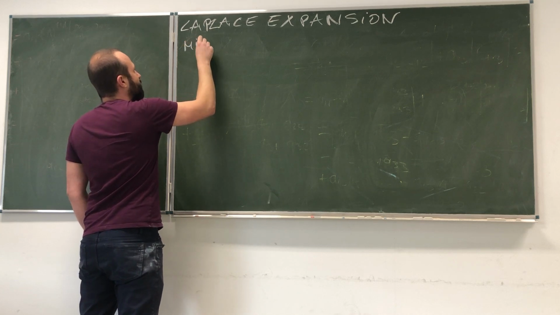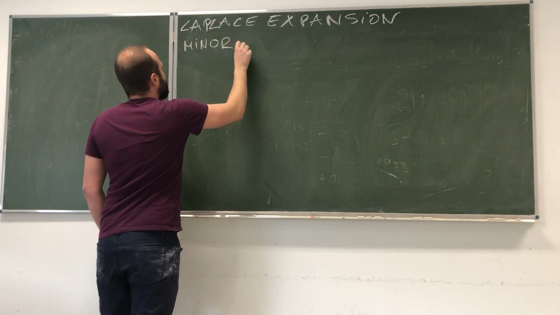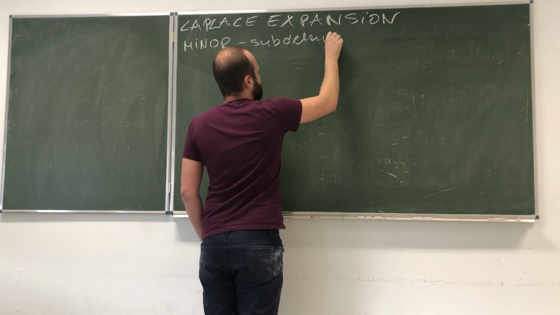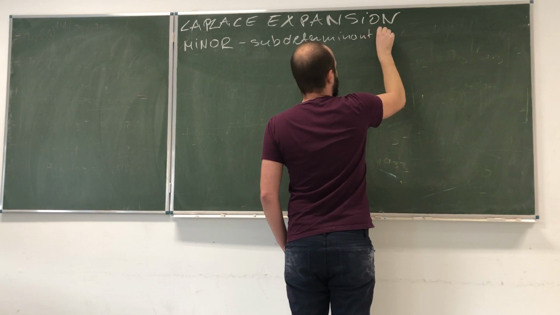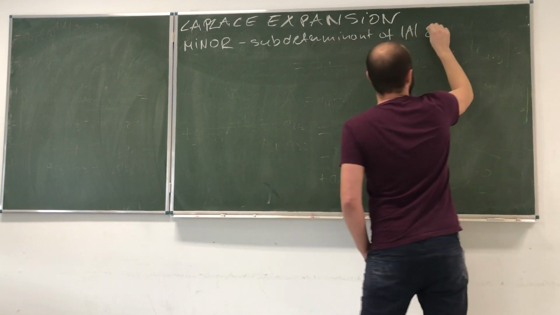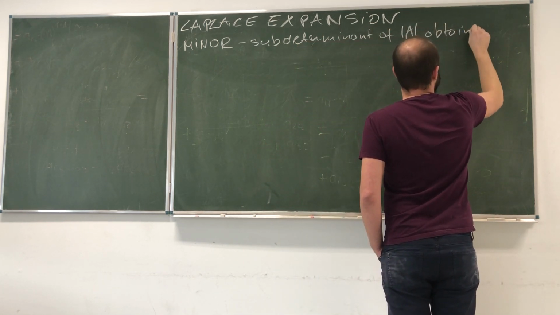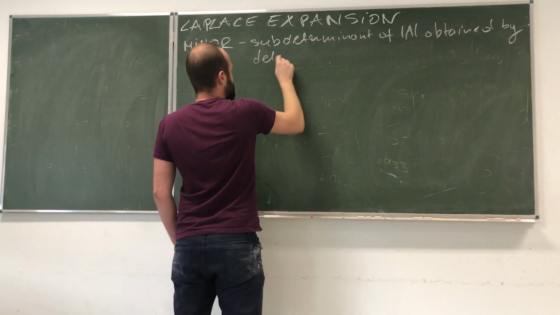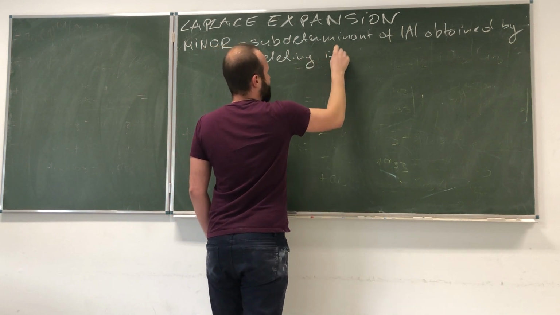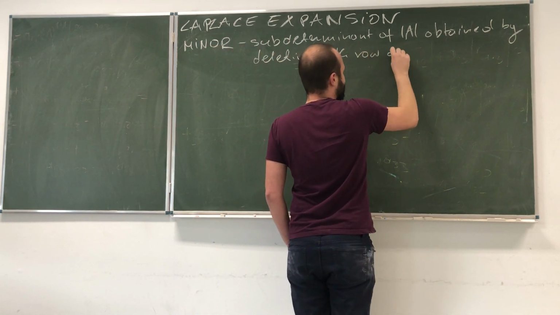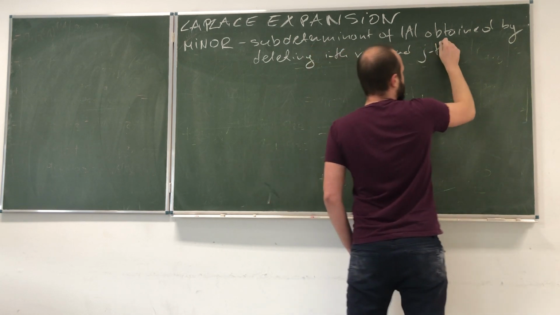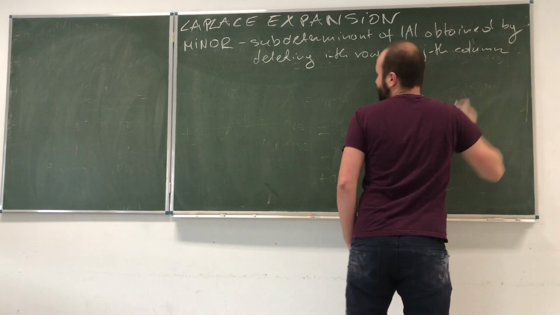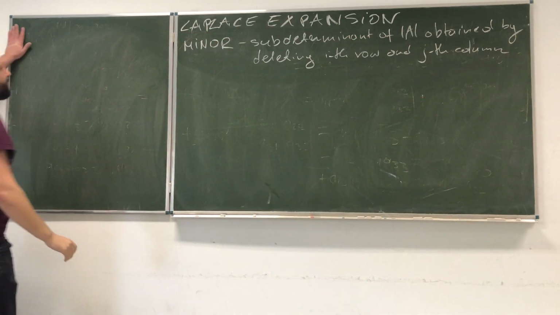First is going to be called minor. Minor is a subdeterminant of A obtained by deleting the i-th row and j-th column. Okay, let me give you a simple example.